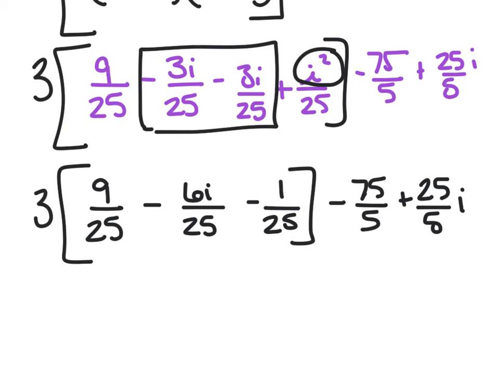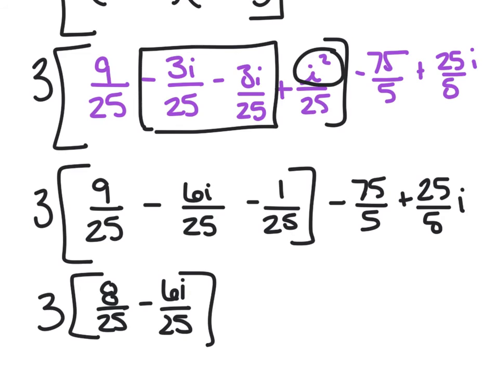Okay, now I can clean this up one more step. I'm going to leave that 3. I can put the 9 25ths and 1 25th together to make 8 25ths minus 6i over 25. 75 divided by 5, I believe, is 15. 25 divided by 5 is going to be 5i.